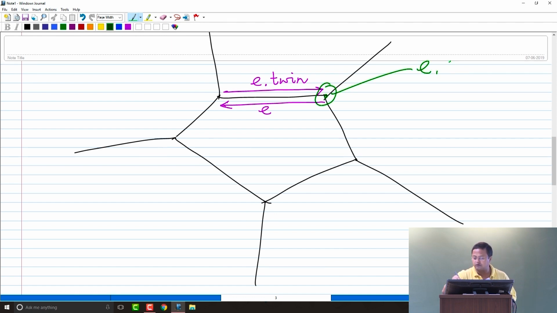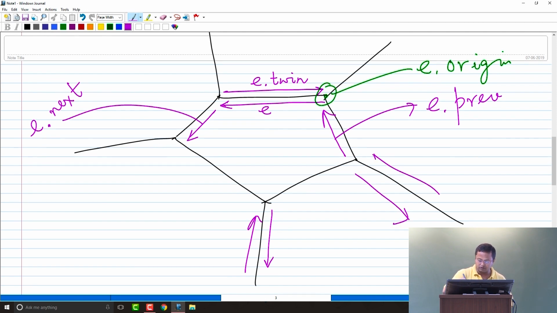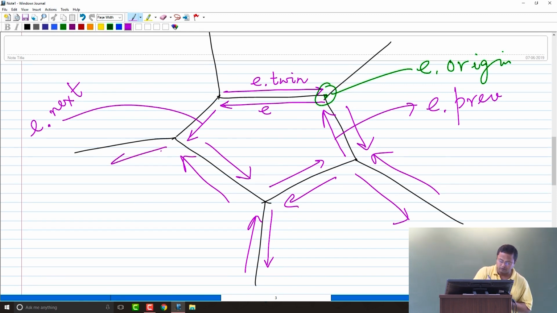This is E dot origin, this is E dot prev, so this is E dot next, and similarly you have oriented edges like this. You have all these things. So, you have oriented them. So, for each edge you have such things.